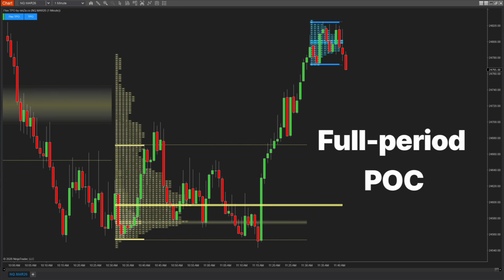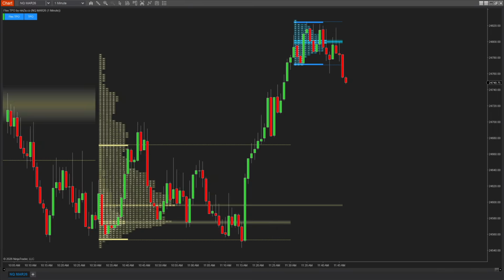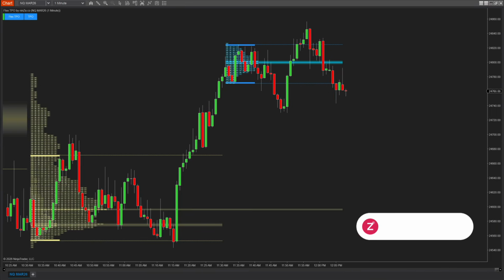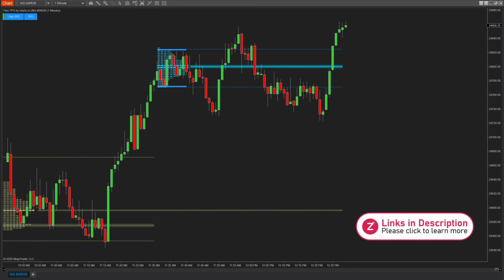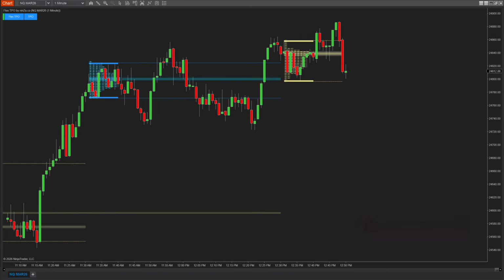At the same time, Flex TPO identifies the price level most accepted during the entire previous period, also known as the full period POC. So, what does Flex TPO use these factors for? We'll clarify their role in the next section.